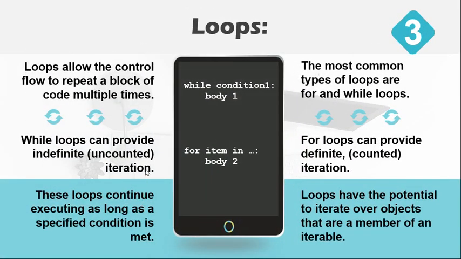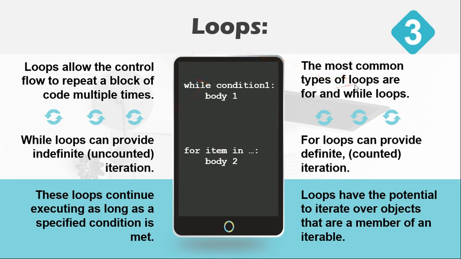The next structure is loops. Loops allow the control flow to repeat a block of code multiple times. There are many situations that the programmer needs to repeat some operations and repeat some lines of code. This is the work of loop.